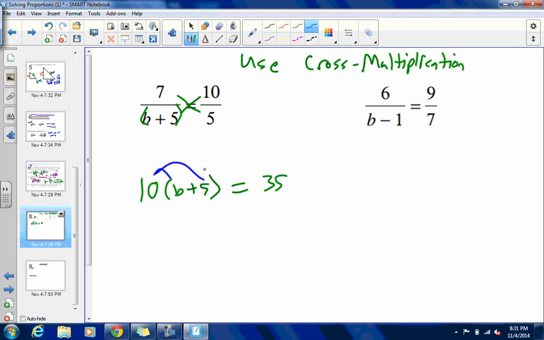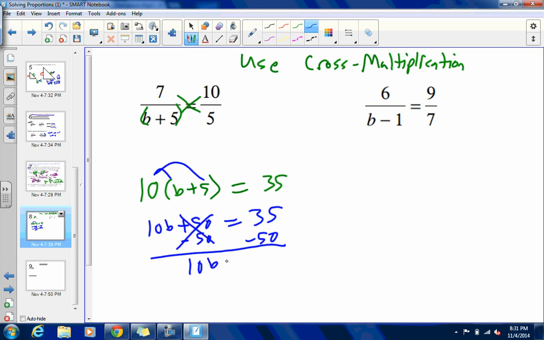You see something with parentheses? Distribute it like this. 10 times b plus 10 times 5, which is 50, equals 35. And then you got 2 steps to do it, so minus 50 from both sides, and you get 10b over here, so those cancel out, equals negative 15. And then one more step to get b by itself would be to divide by 10.